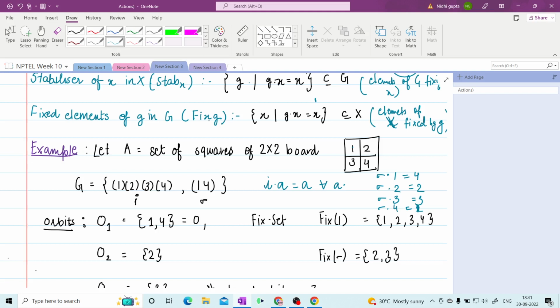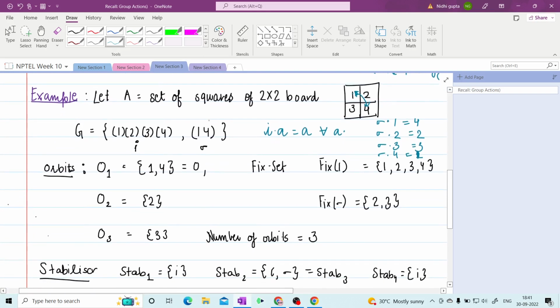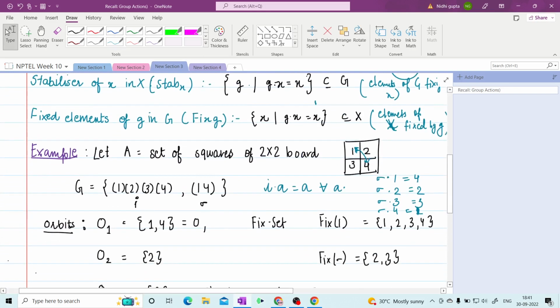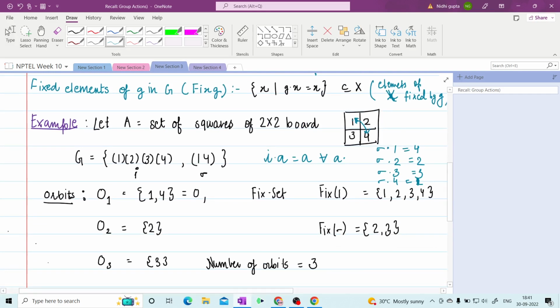Because 1 and 4 are being swapped and 2 and 3 remain fixed. Now we calculate all those notions that we discussed earlier for this group action and for this set. So first let's calculate the orbits.